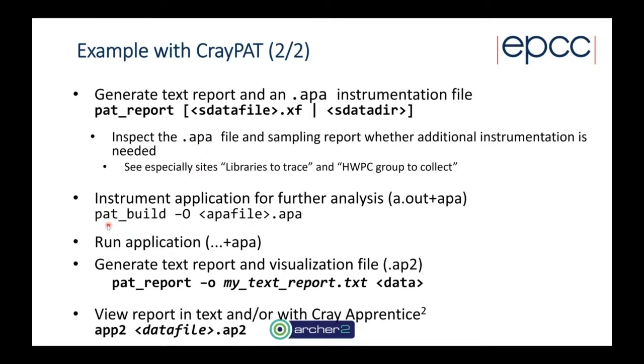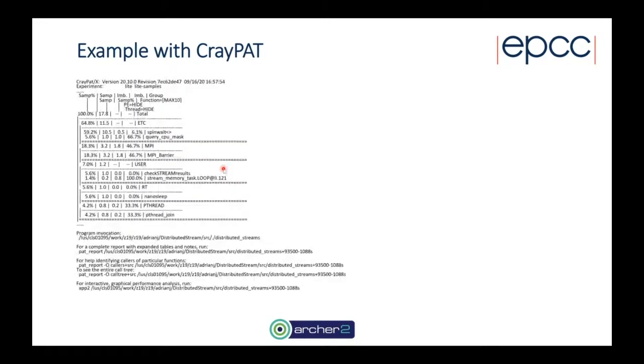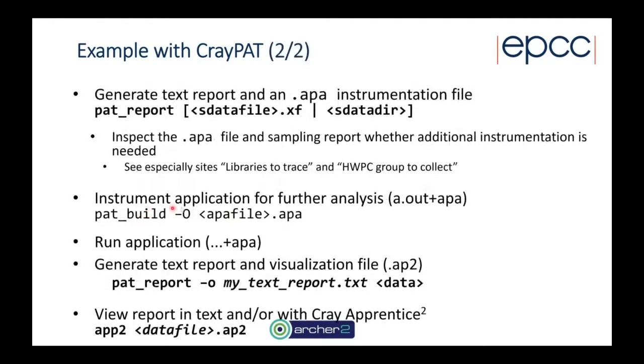And then I can rebuild this again, pat build this again, using this APA file it produces, and then it will focus right onto the routines that are heavily used and do more instrumented profiling there. And then we can use the PAT report tools and the Apprentice2 viewer to look at the data from those. So we can run these perf tools in two different ways. One, using the light perf tools approach, which is basic profiling with simple data, or we can use pat build to instrument our applications and get more detailed data from our profiling, and then take it even further once we've done that and focus in on the specific libraries or function calls or hardware counters we want to trace.